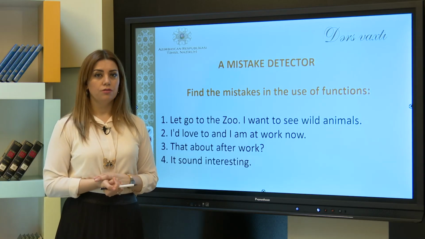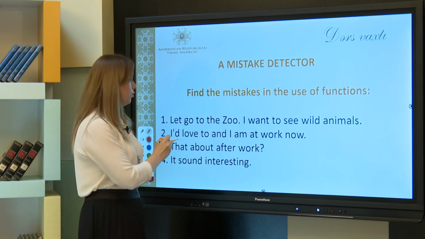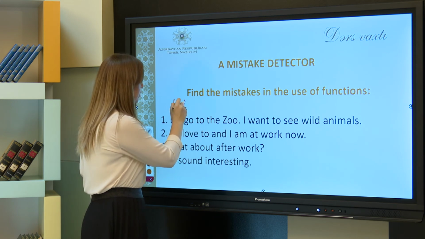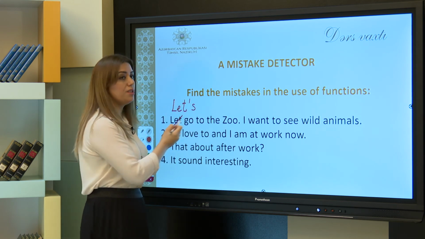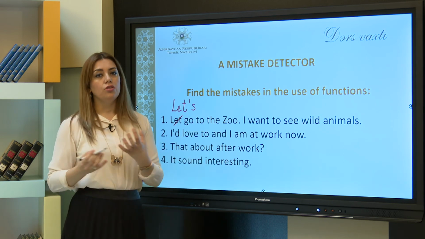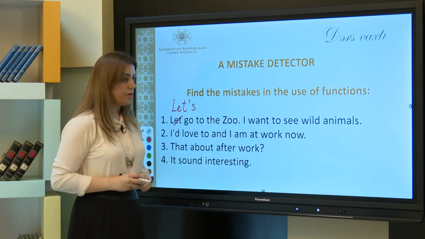Let go. Does it sound correct to you? Actually, no. We should say let's go. Not let go, but let's go. Let's go means let us go. So you and me can go to the zoo. Let us go to the zoo. So this is the correct version.